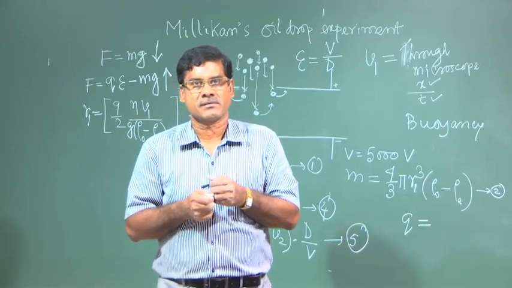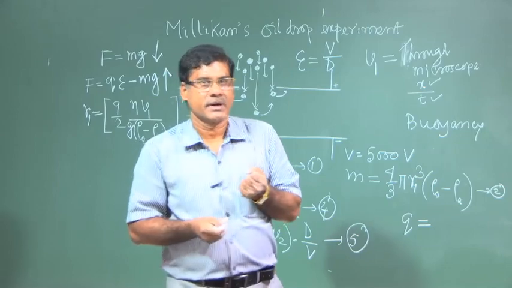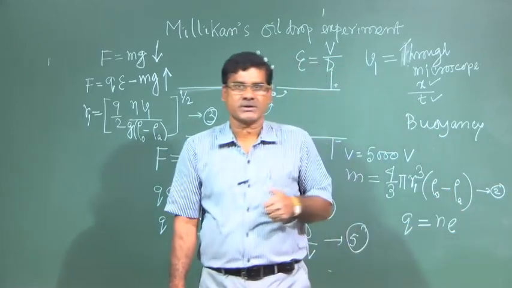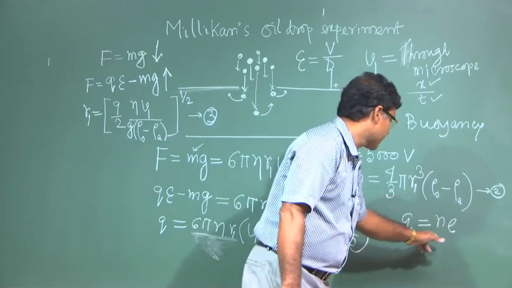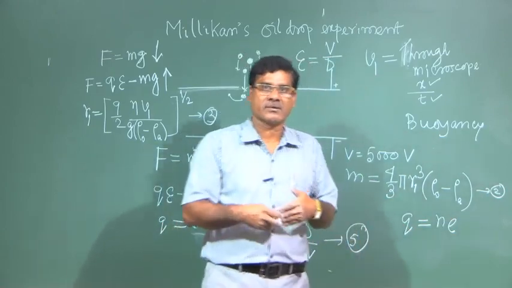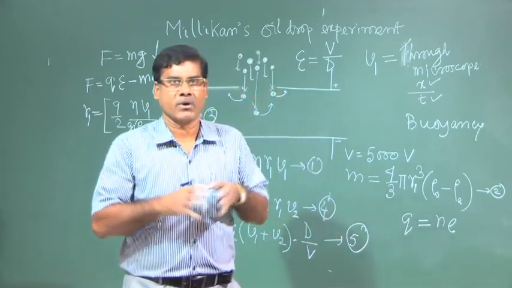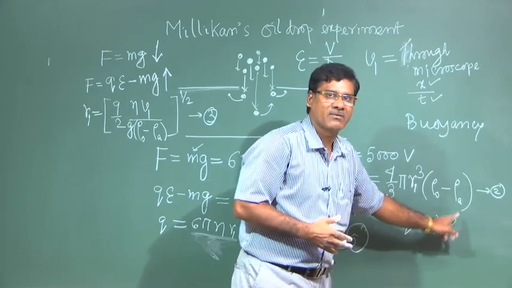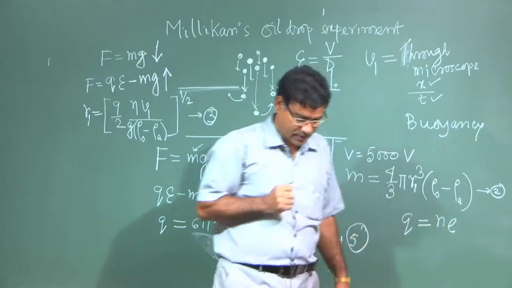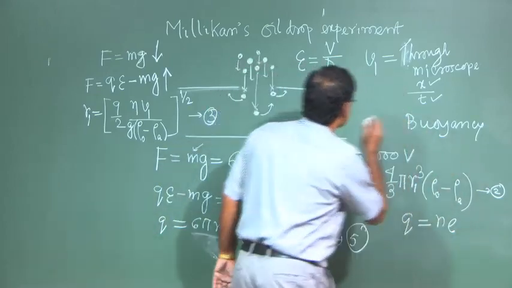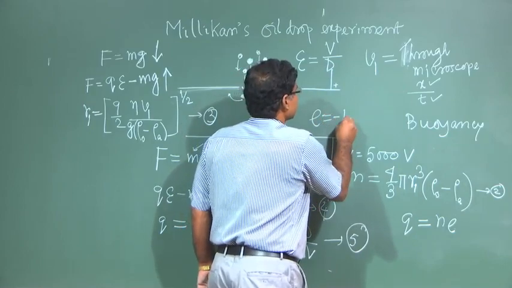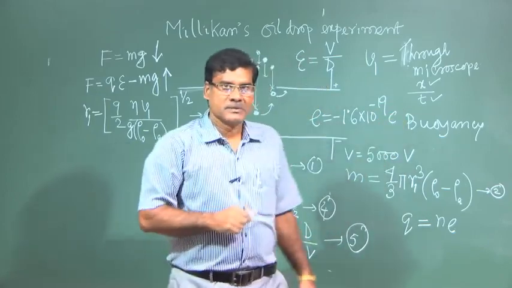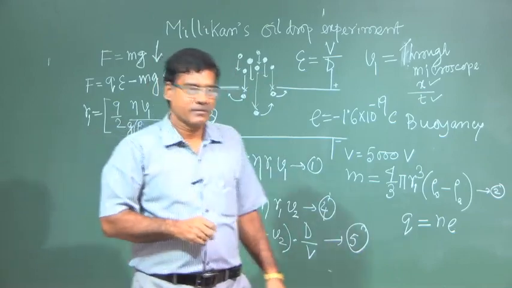on many oil drops, and he found the charge is always a multiple of some unit charge. Okay. So these q are different for different oil drops or sometimes the same, whatever, but it is always Ne, an integral multiple of e, the unit charge. And that e he found to be equal to minus 1.6 into 10 to the minus 19 Coulomb, okay.